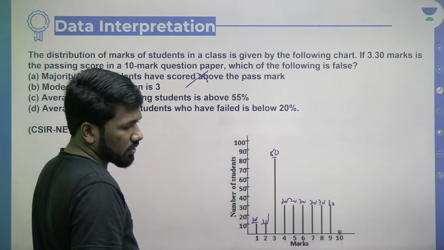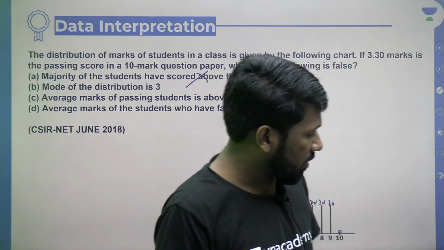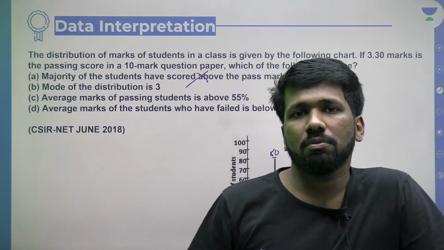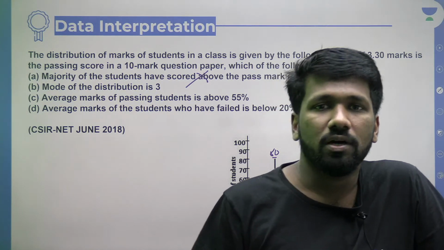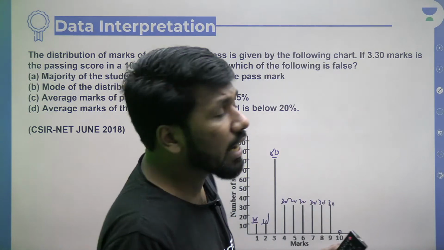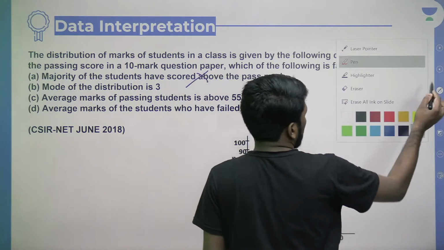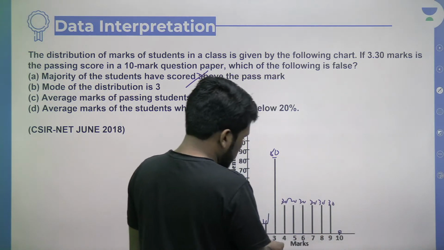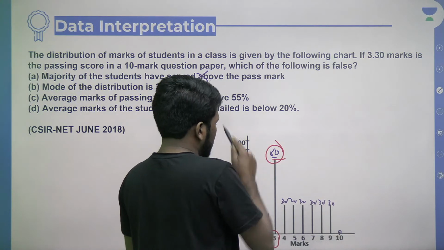Option B: mode of the distribution is 3. What is mode? Mean, median, mode, we have discussed in the chapter on average. Mode means the maximum occurring observation, the observation that occurs the maximum number of times. Observation here means the marks of the students. Which mark is occurring the maximum number of times? 3, because 3 is occurring 80 times.